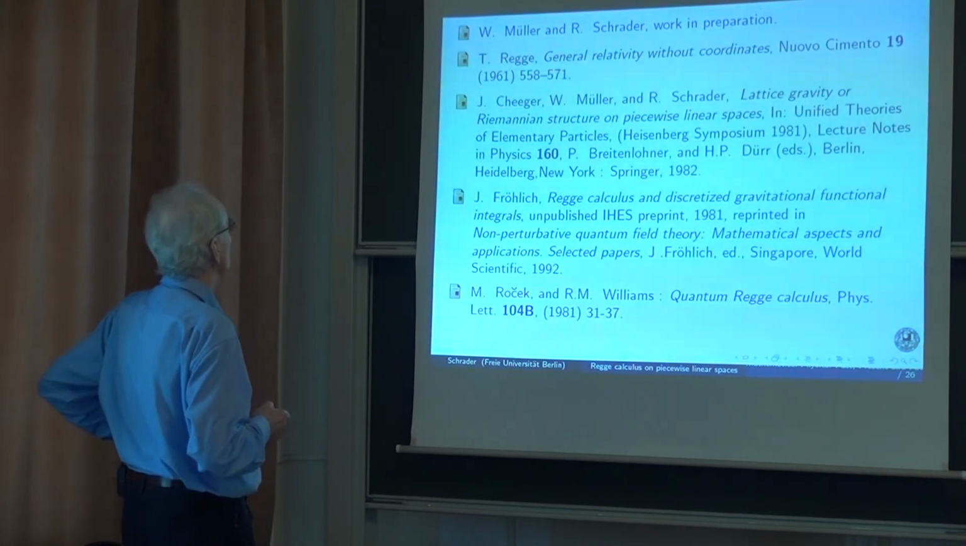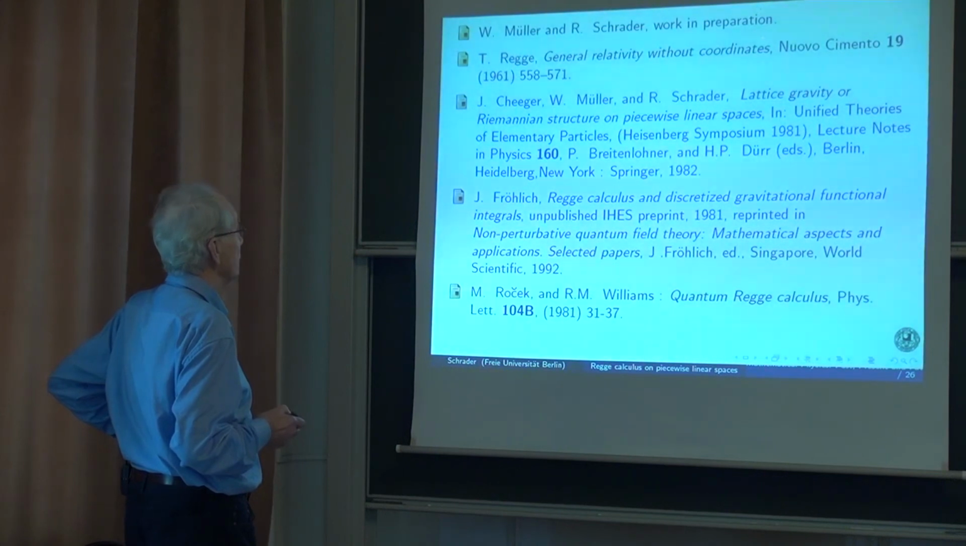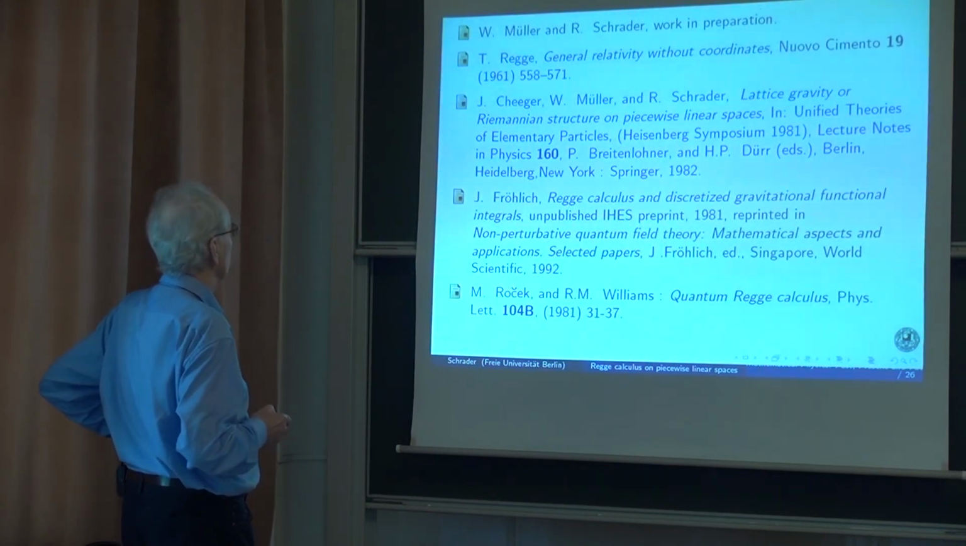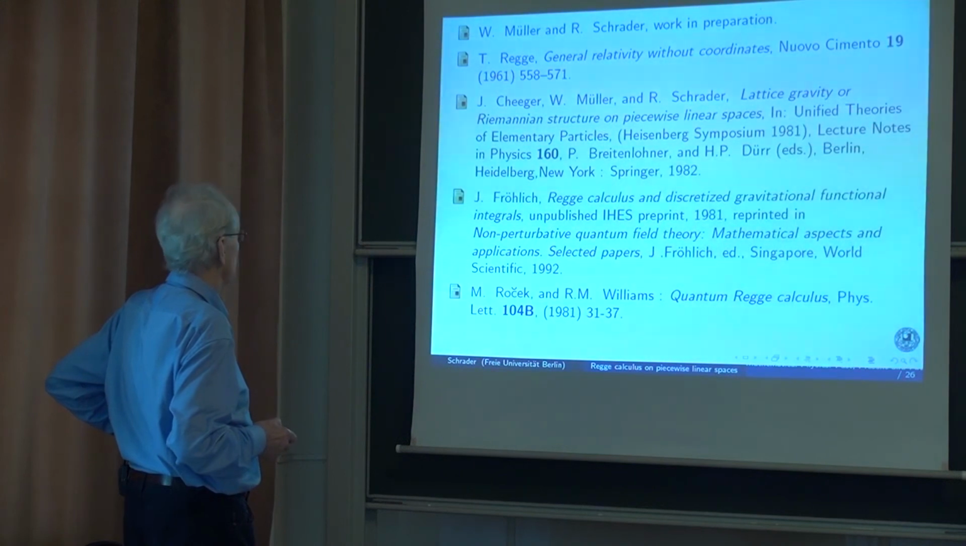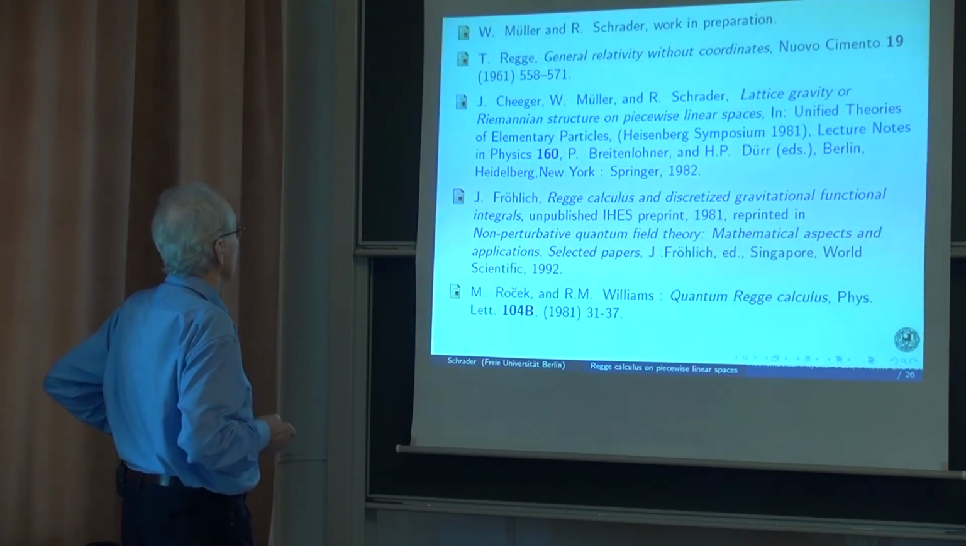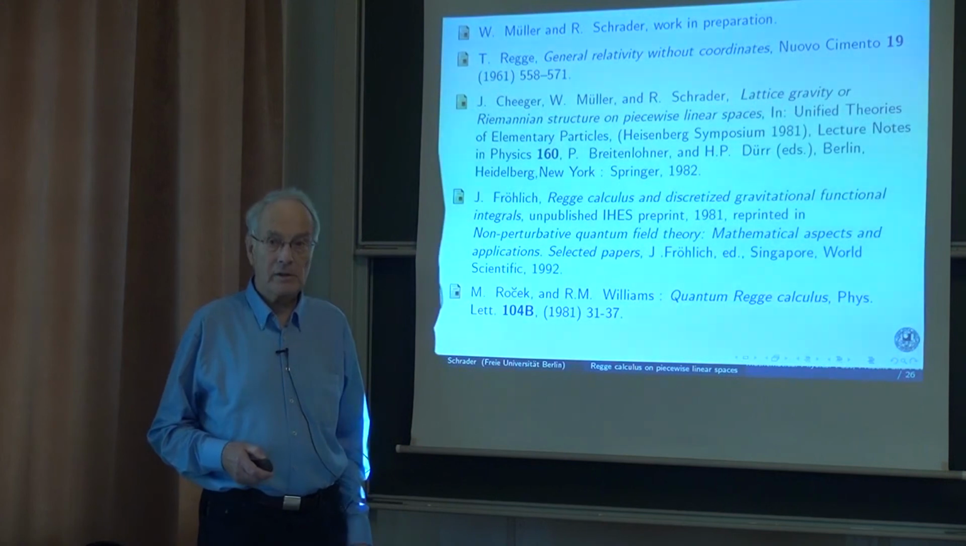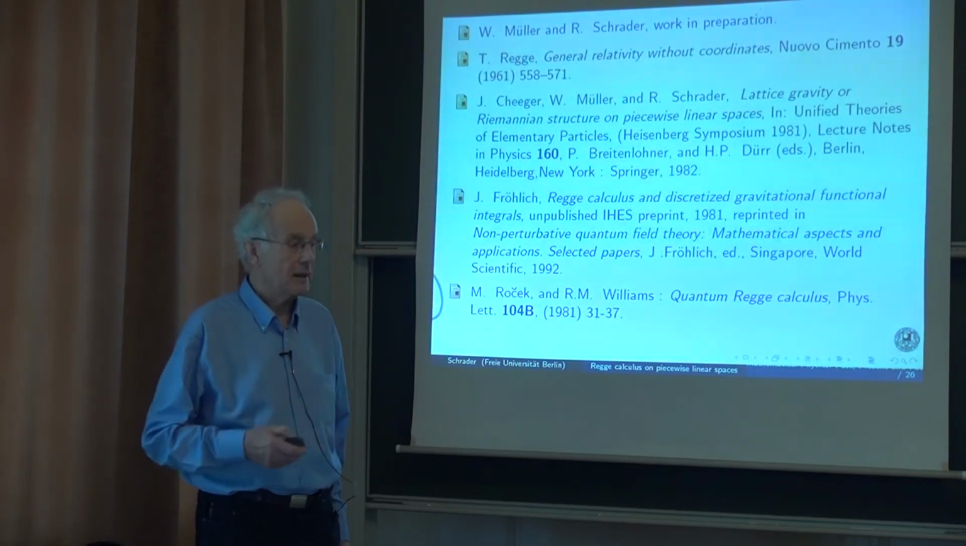And here are some references. This is the work in preparation. This is the first work on Regge calculus. This is the work that was the announcement at the Heisenberg Symposium 81. Our own paper I didn't quote here. The long article is in CMP, and then Fröhlich made a proposal, and Rocek made a proposal. The long paper I forgot to insert, but it's in Communications in Mathematical Physics. And I think I've used up my time. Not quite, but that's all I have to say.